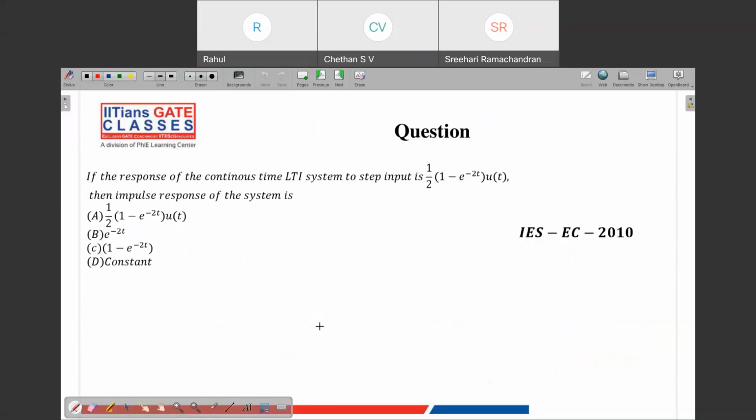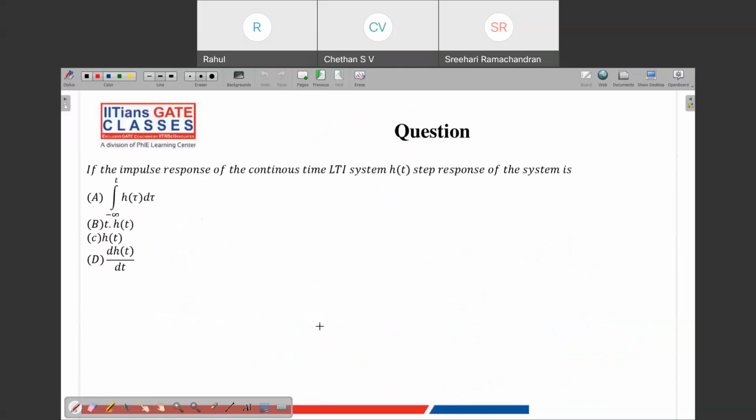Okay. Now, before going to this problem, we will solve this problem. This is a very good problem. If the impulse response of this continuous time system is h of t, then what will be the step response of the system? So we have a system, its input is an impulse, so its output will be the impulse response h of t. Now what we need to find out is, when the input is u of t, what will be the output?